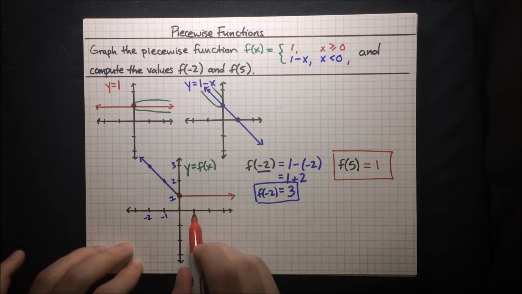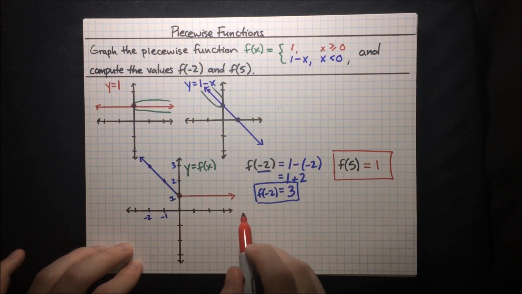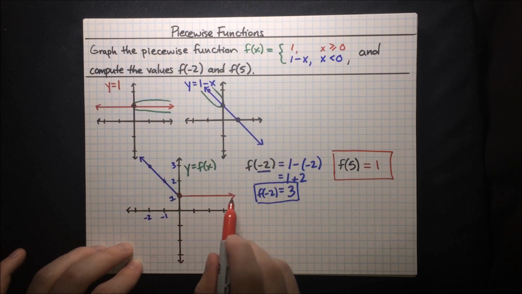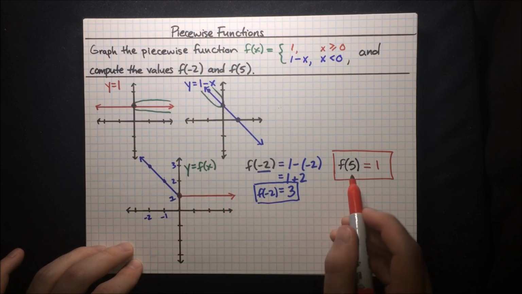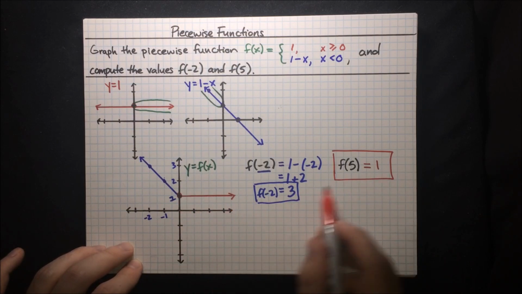Graphically, that makes sense too, because anywhere on the positive x-axis, the function is just a horizontal line at 1, so its value never changes here. So no matter how far we go, the function value for any positive number will always be 1. So there we go, makes sense.